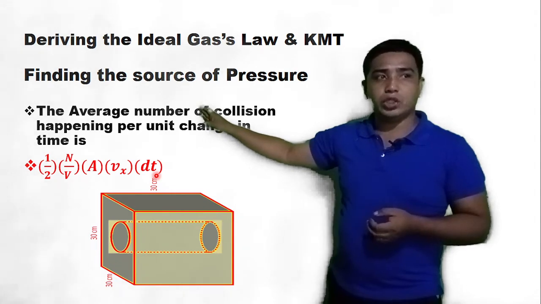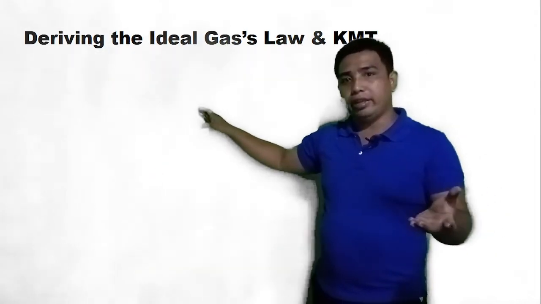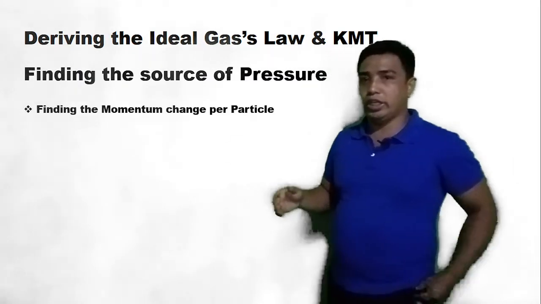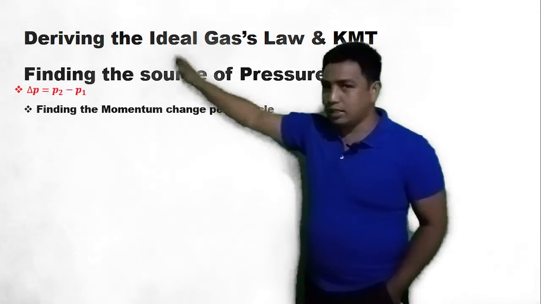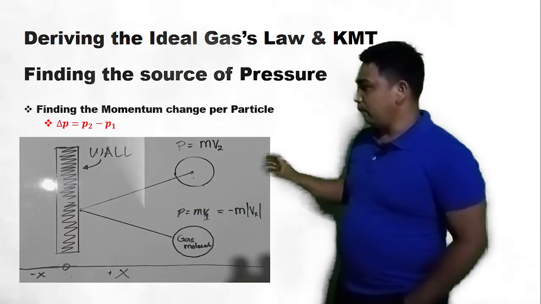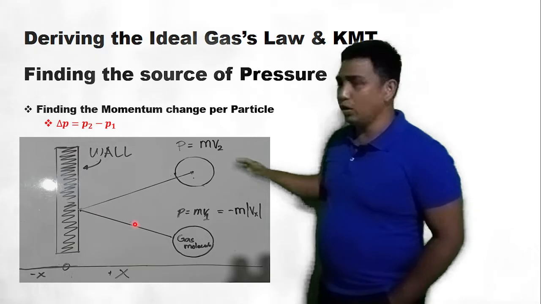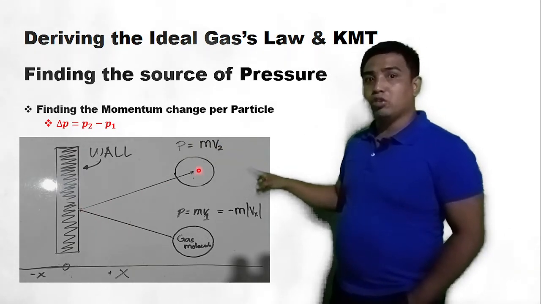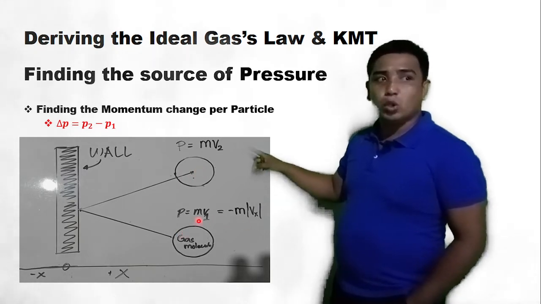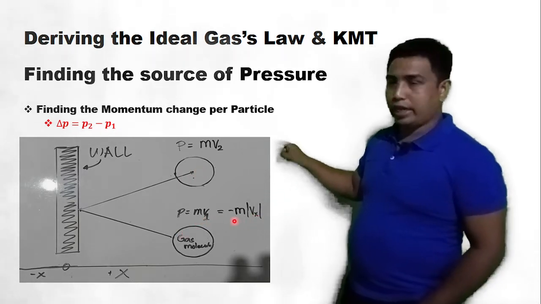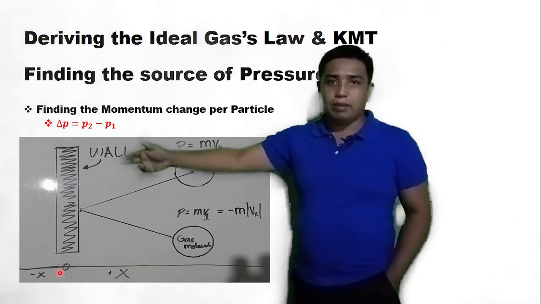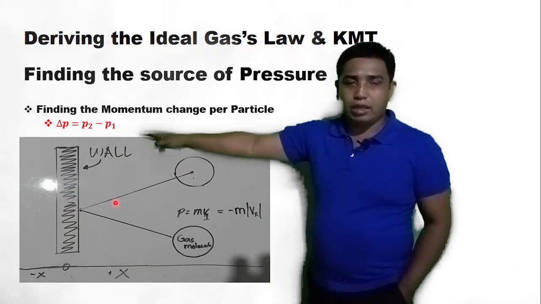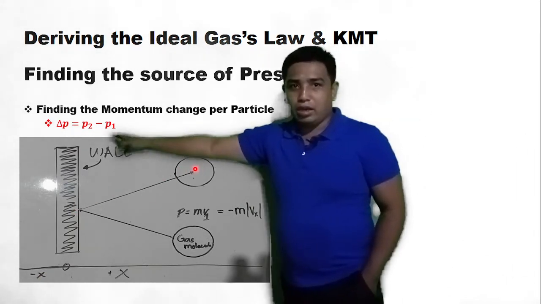Alright, next thing is to find the change in momentum per particle. So we take one particle that is at this point in time traveling towards the wall. This gas particle has momentum P equivalent to negative mvx because it is traveling along the negative x-axis, and it will hit the container, and then the container will kick it off.